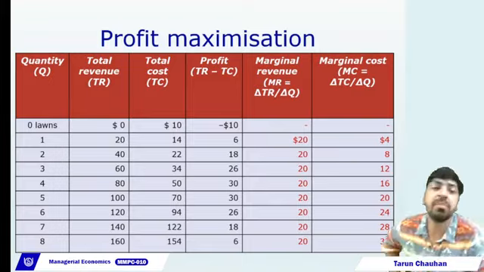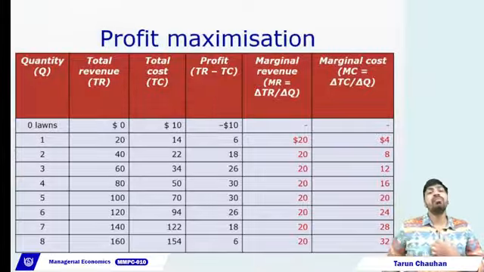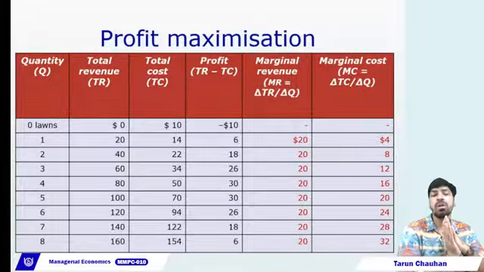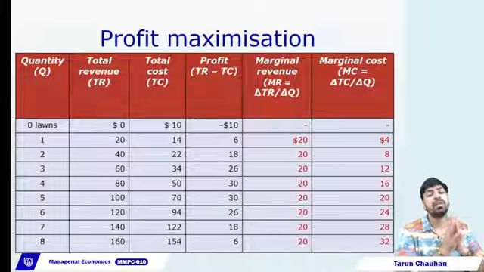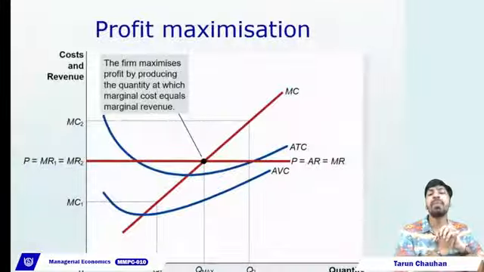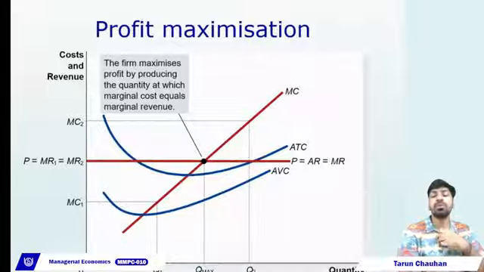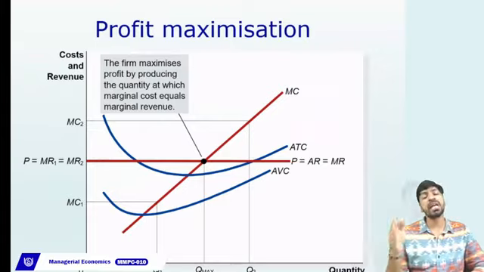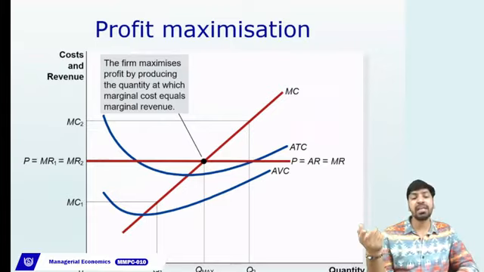So this is the profit maximization situation, where all these parameters, whether total revenue, total cost, profit, marginal revenue, or marginal cost, come under one roof. So this is a diagrammatical or theoretical framework of profit maximization. As I have told you, the marginal revenue becomes horizontal, which has been shown in the diagram, where the price is equal to AR, that is average revenue, is equal to marginal revenue.